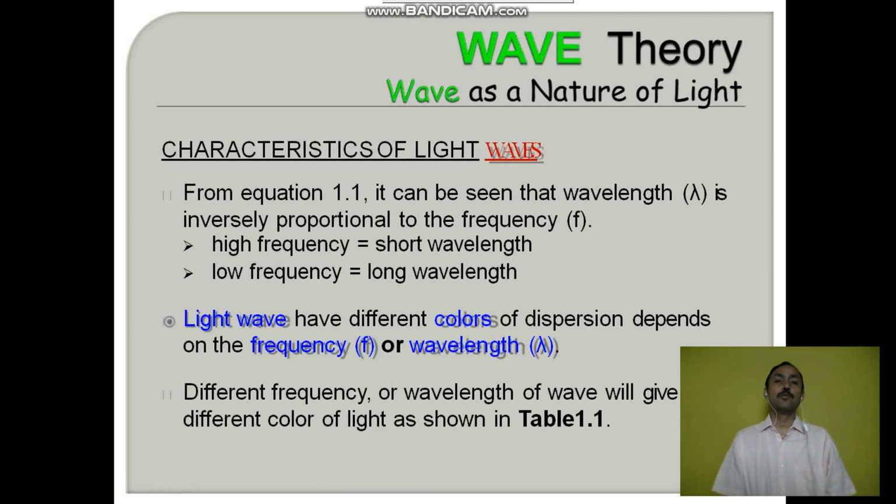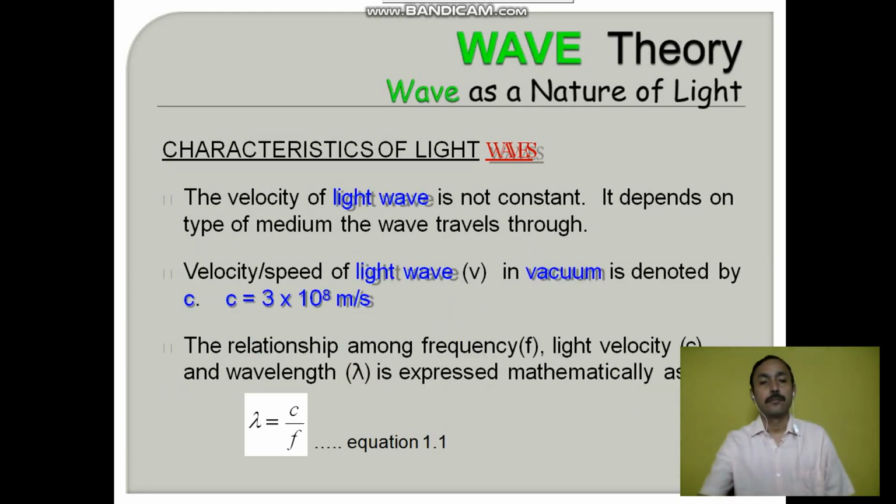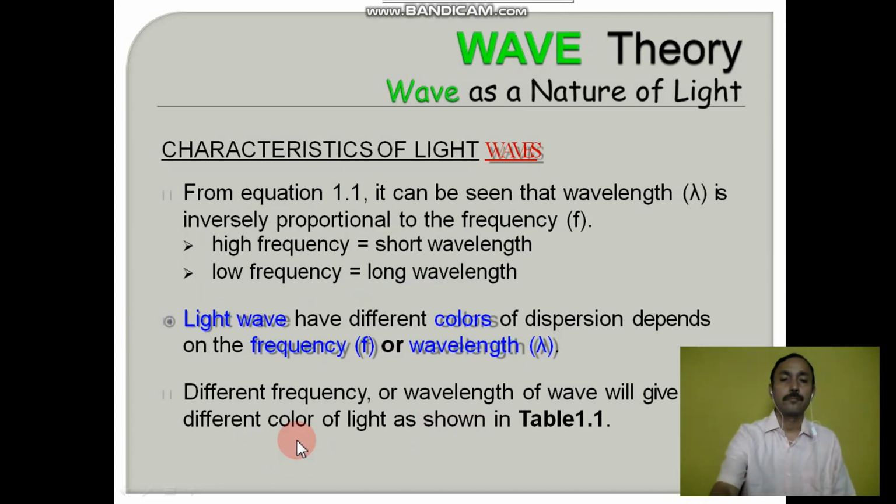From the previous equation, it can be seen that wavelength lambda is inversely proportional to the frequency f. So, higher the frequency, shorter the wavelength; lower the frequency, longer the wavelength.